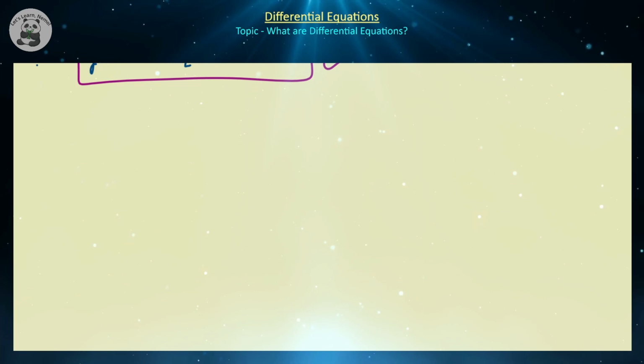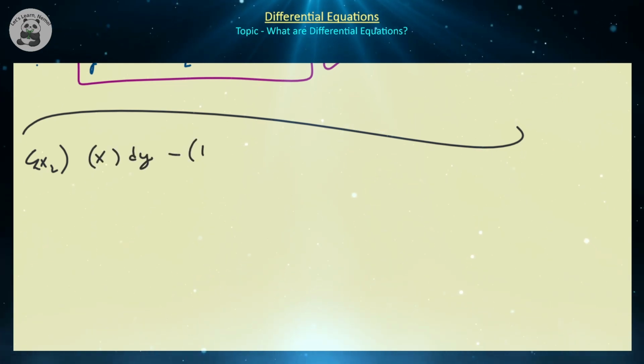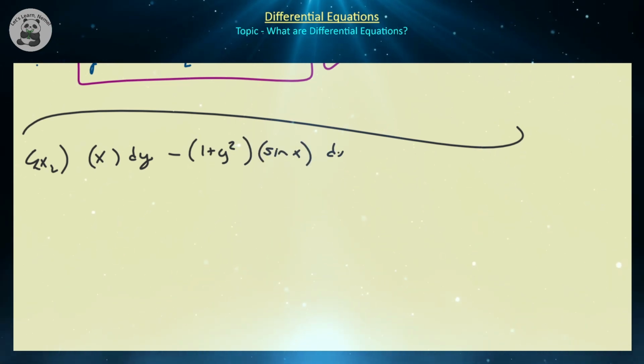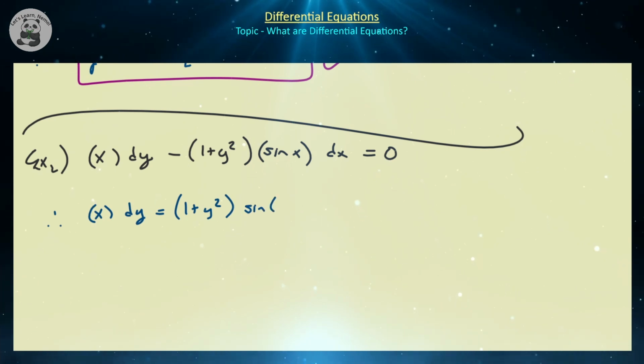So not too difficult. Let's do one more example just for fun. So example 2. Let's suppose we have x times the differential of y minus 1 plus y squared times the sine of x times the differential of x is all equal to 0. Okay, so notice I have a minus sign in the middle, so putting that on the right hand side is definitely going to be a reasonable first step. So we're going to have x times dy is equal to 1 plus y squared times the sine of x times dx.